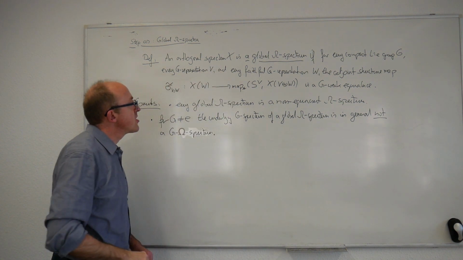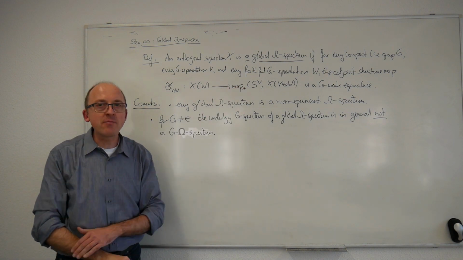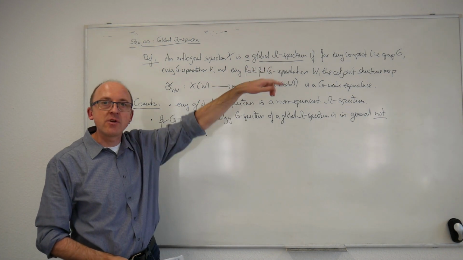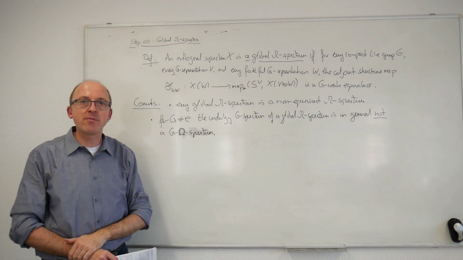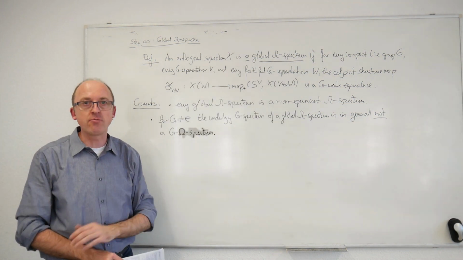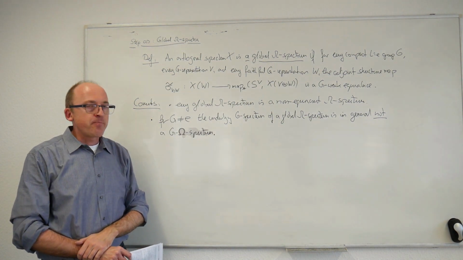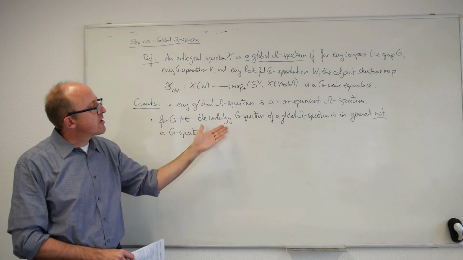Why is this? Well, a G omega spectrum would be defined by essentially the same condition, but without the faithfulness requirement. So a G omega spectrum would have the adjoint structure map being a G weak equivalence for all G representations V and W, not just for the faithful ones. So this does not typically happen.